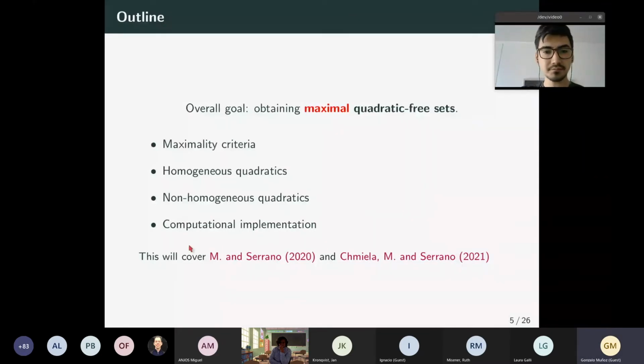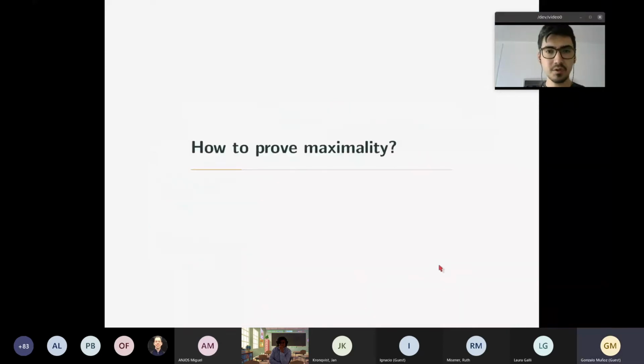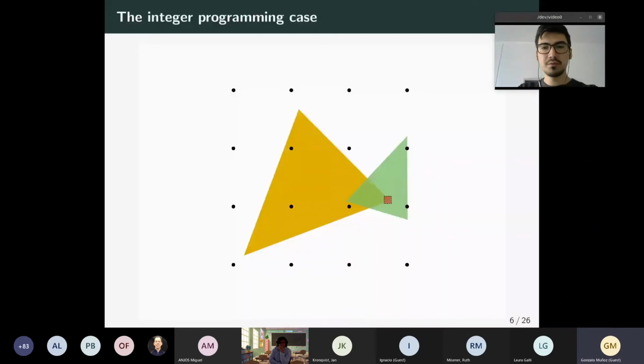And this will cover two papers, one of myself and Felipe from 2020, published in IPCO, and one recent in this year's IPCO with Antonia and Felipe. Okay, so let's jump into how we prove maximality.